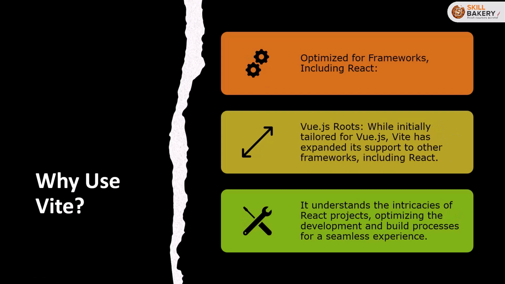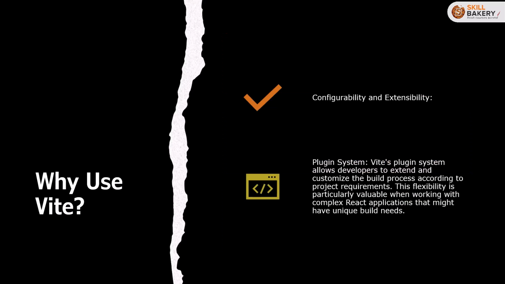It's optimized for frameworks including React. While initially Vite was tailored for Vue.js, Vite has now expanded its support to other frameworks including React. It understands the intricacies of React projects, optimizing the development and build processes for a seamless experience. It provides configurability and extensibility. So it has this plugin system which allows developers to extend and customize the build process according to project requirements. This flexibility is particularly valuable when working with complex React applications that might have unique build needs.